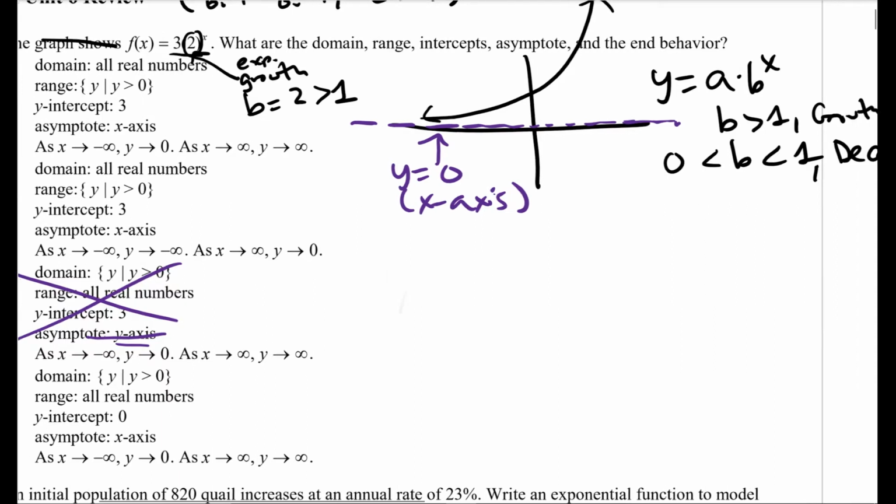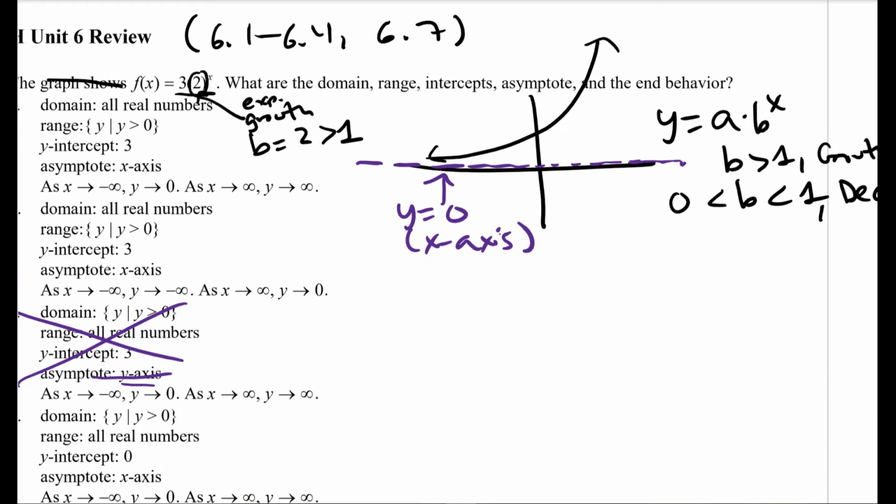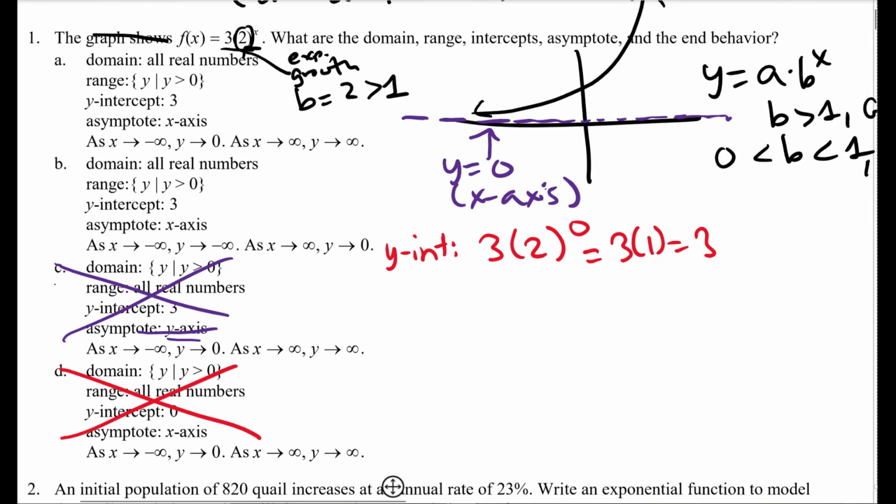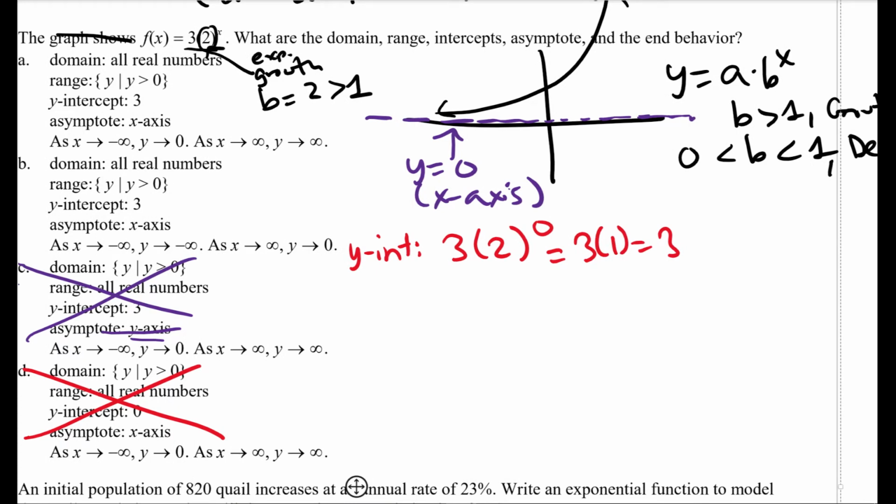Now, the y-intercept is when x is 0. So we plug 0 into the original function: 3 times 2 to the 0 power. This gives me my y-intercept. 2 to the 0 power is 1, and 3 times 1 is 3. So my y-intercept is 3. So it cannot be D, right? Because it says the y-intercept is 0, which is not true. All right, now we got our y-intercept and our asymptote.